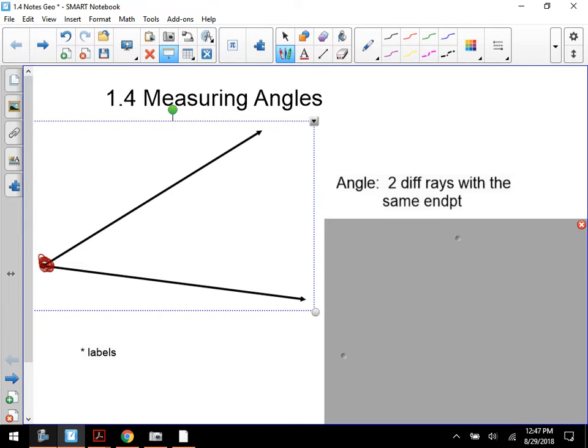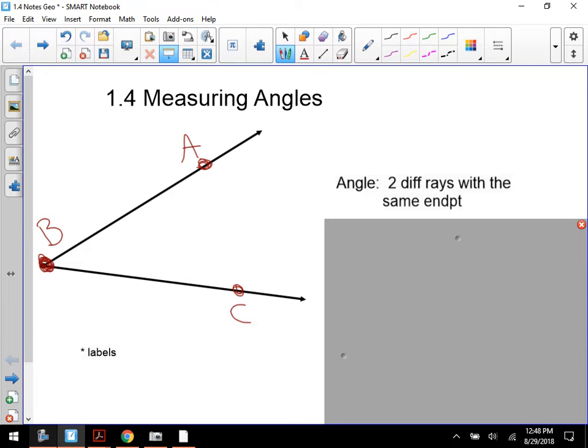When you label a ray, usually we have a dot on both sides. And sorry, when I drew this picture, the arrows didn't show up as prominently as I would like, but you get the idea. When we label these things, if I say this is ray BA, and ray BC, what's the common endpoint that they have? B. Do you know what that's called in an angle?